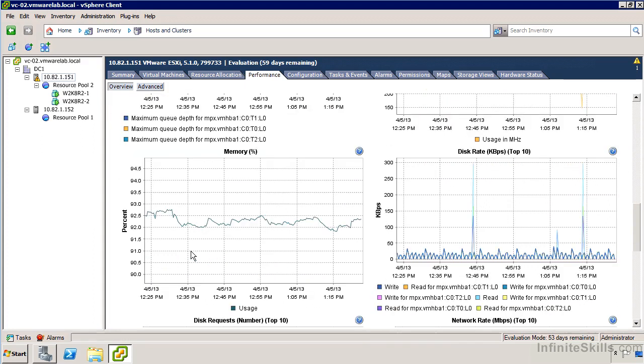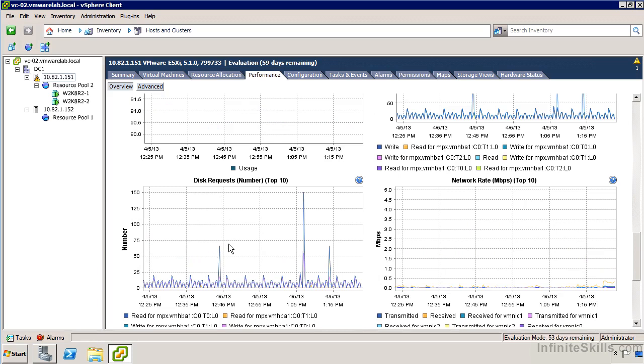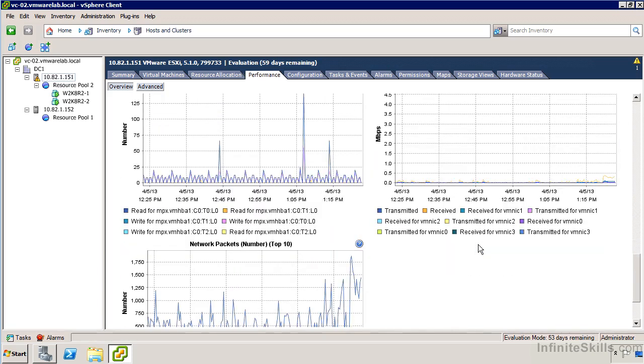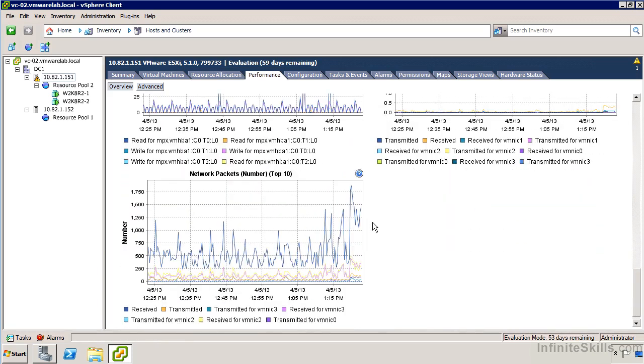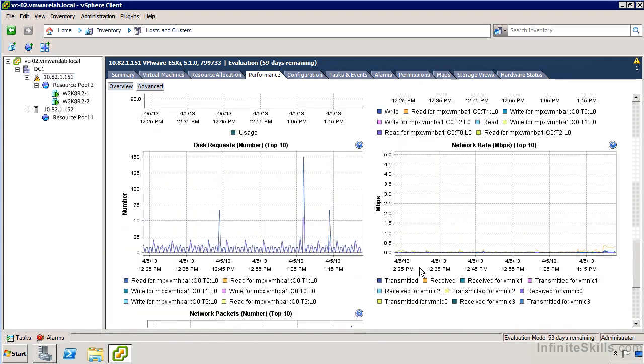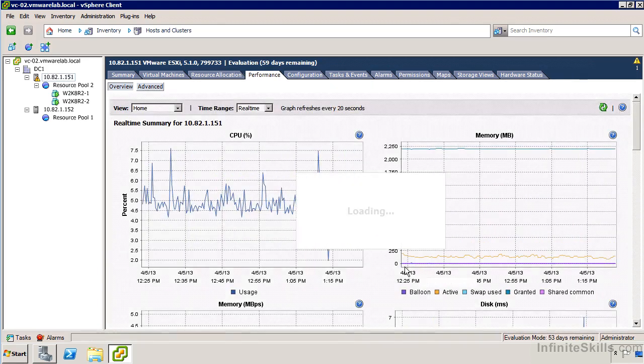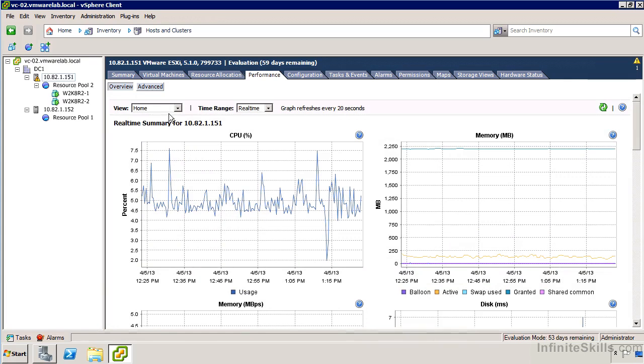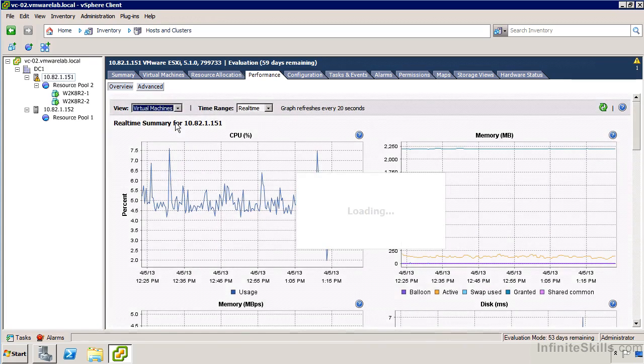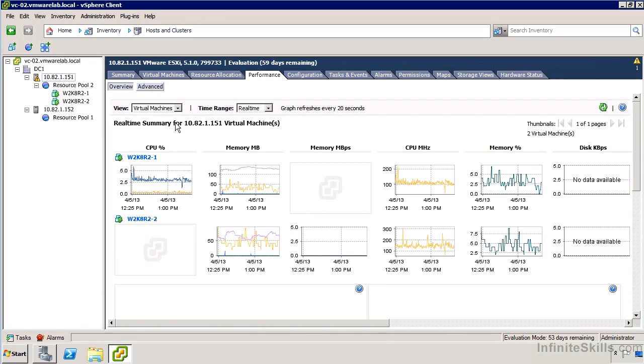We can also see memory utilization and other disk requests for the disk level, network requests, and also the actual rate of network packets. So that's all pretty useful, but is really focused on the host. So if we switch the view over to virtual machines, then we're going to get more of a breakdown of the virtual machines that are running on them.